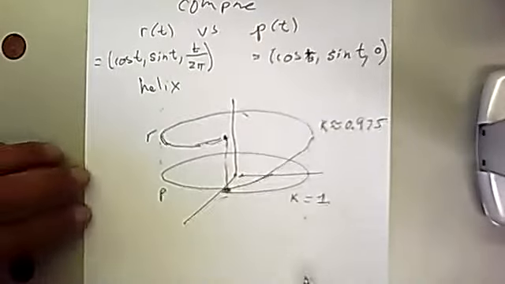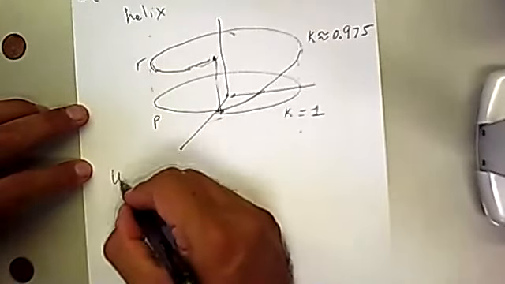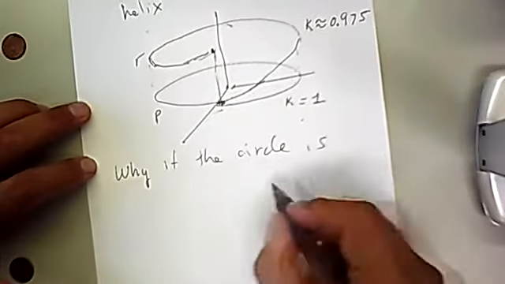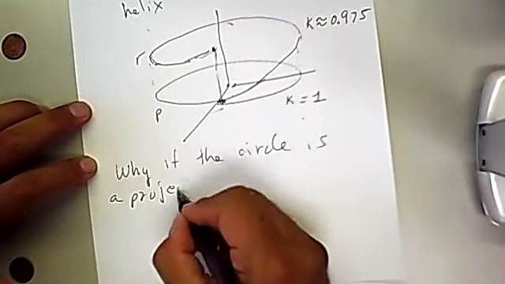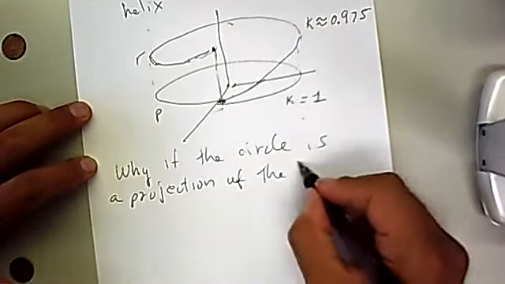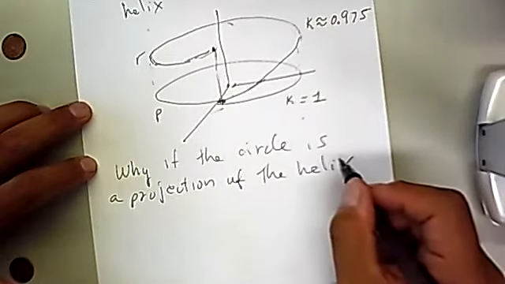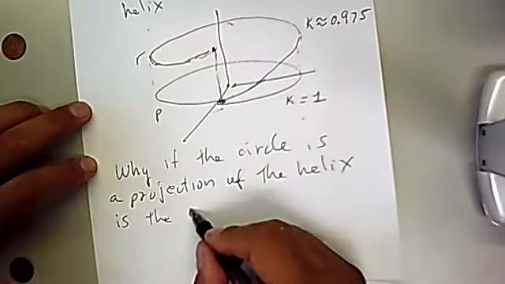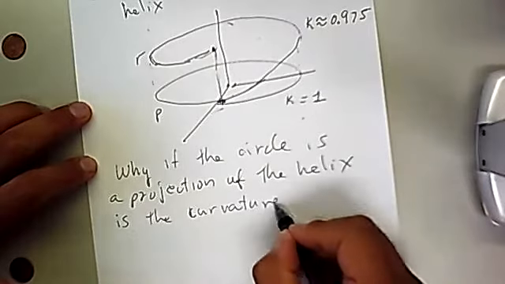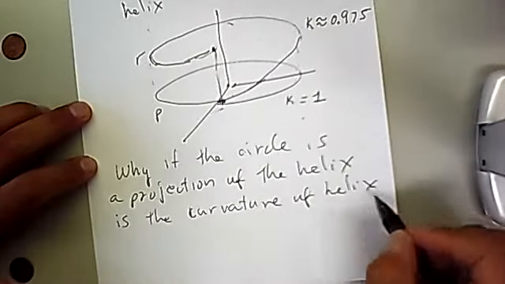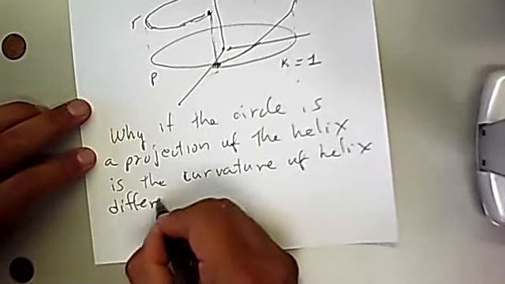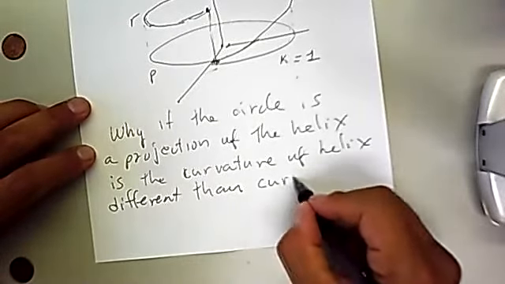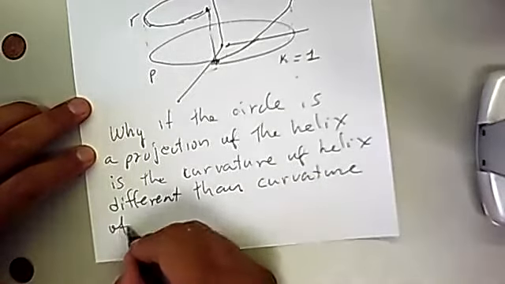That's a good question. So why, if the circle is a projection of the helix, is the curvature of the helix different than the curvature of the circle?